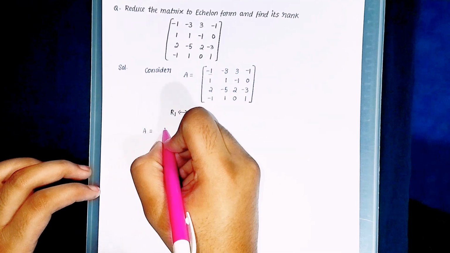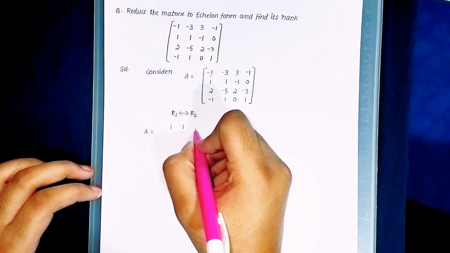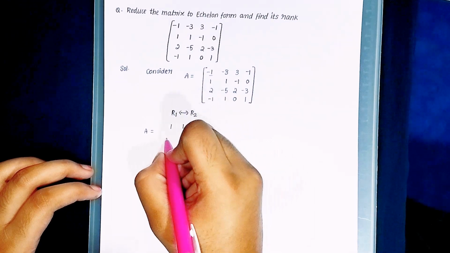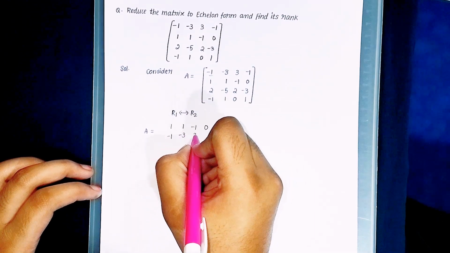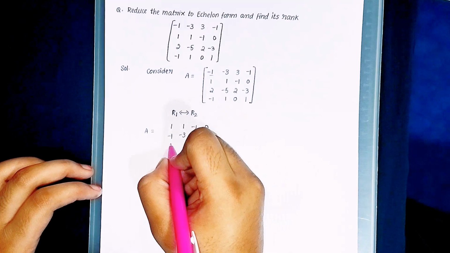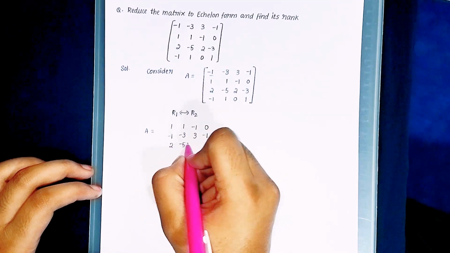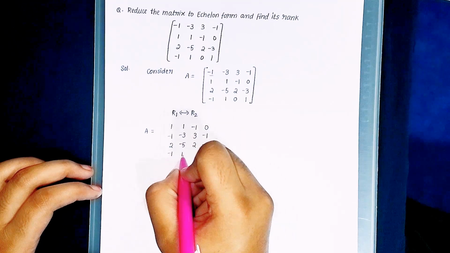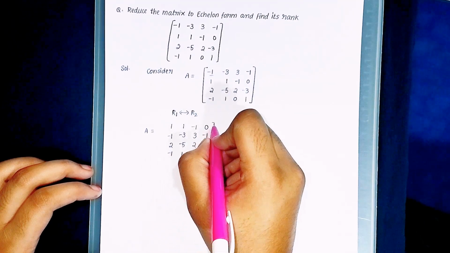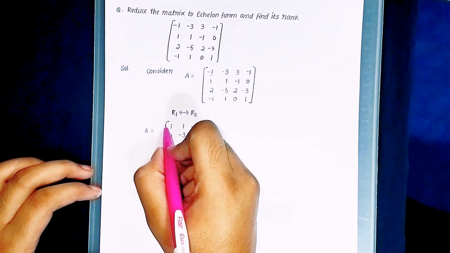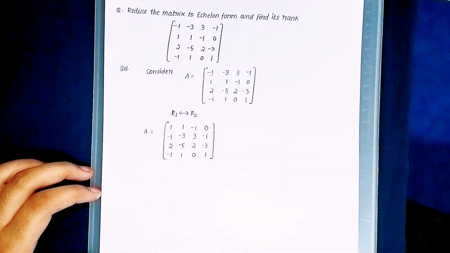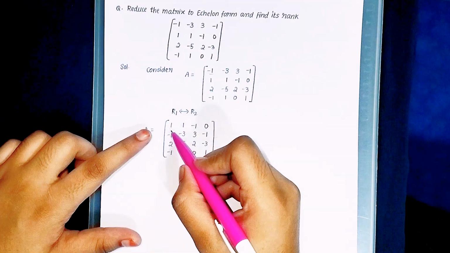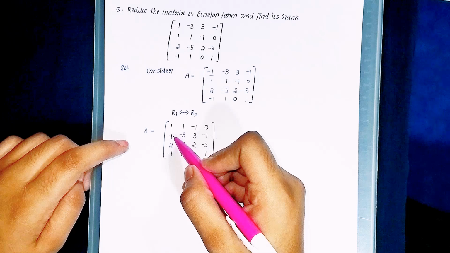We will be interchanging and writing the matrix as: write the second row in the first row and the first row in the second row. In this way, we have made the first row, first column element as 1. Then the calculations will become easier. So that is the reason why we make it as 1. Now by using this number, we need to make zeros below.